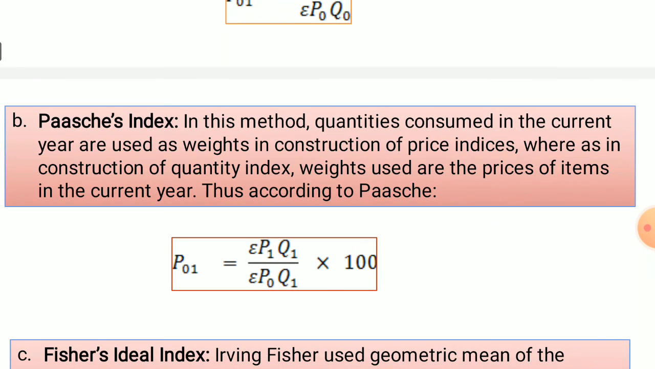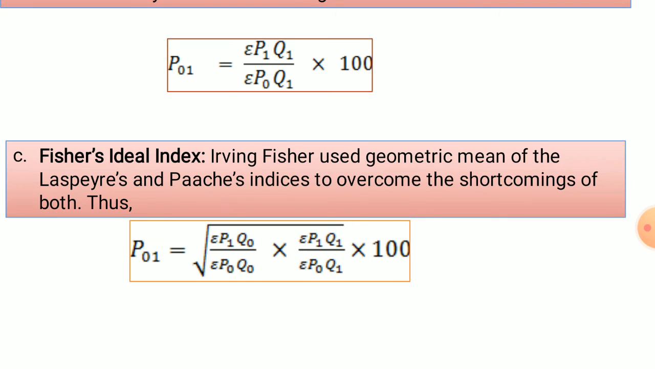Now Paasche's index, this is another classification of weighted index number. In this method, quantities consumed in the current year are used as weights in the construction of the price indices. And the formula to calculate Paasche's index is P01 is equal to sigma P1 Q1 divided by sigma P0 Q1 into 100, current year price into current year quantity divided by base year price into current year quantity and multiplied by 100.